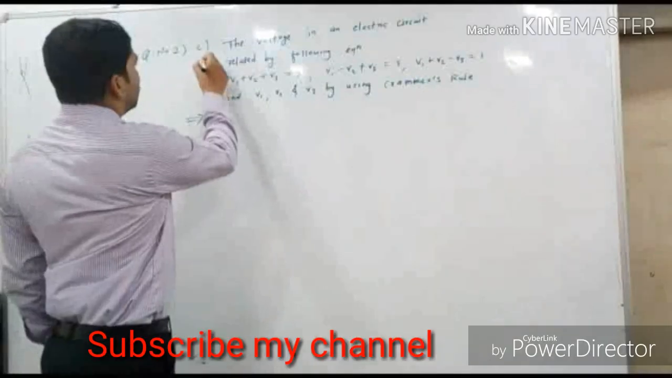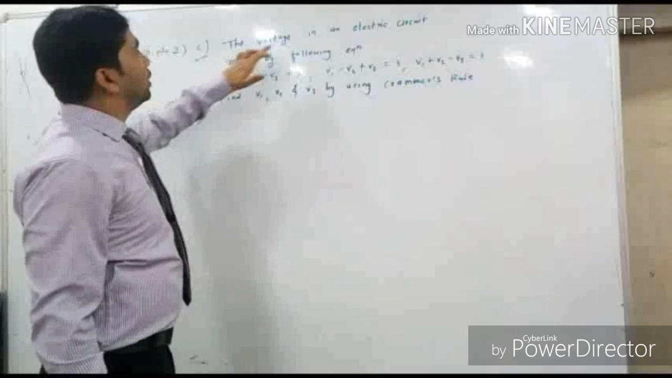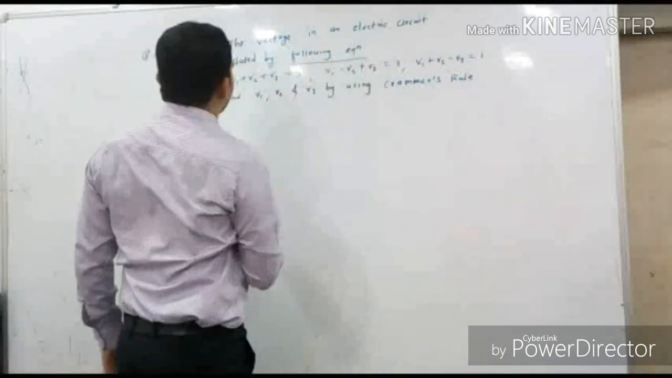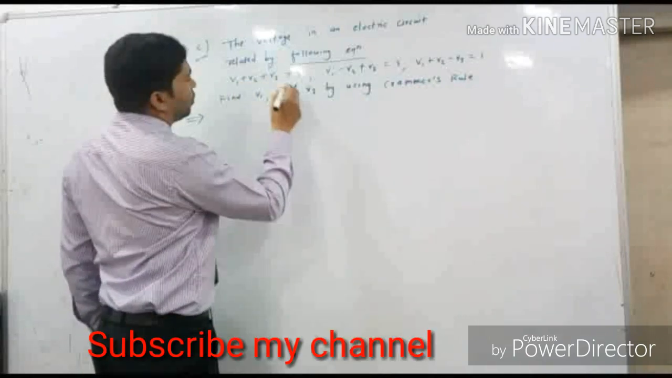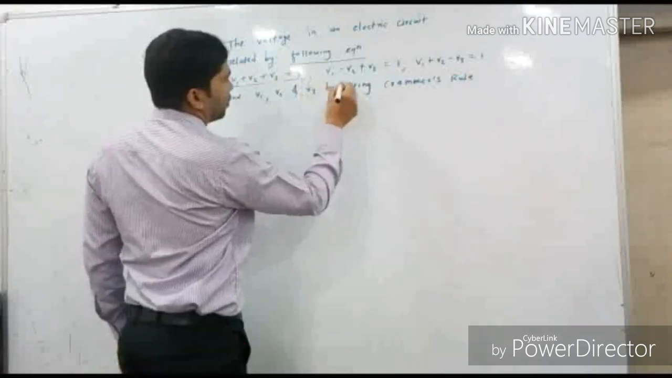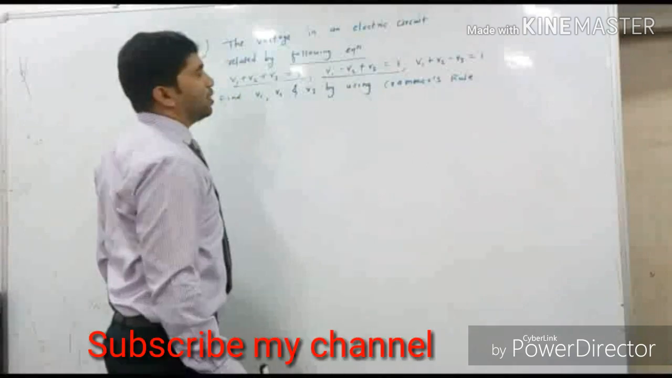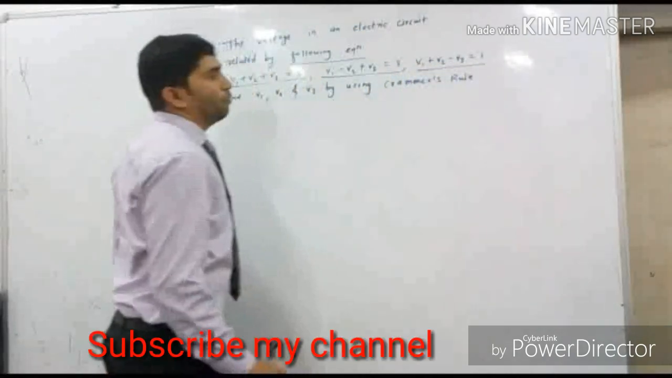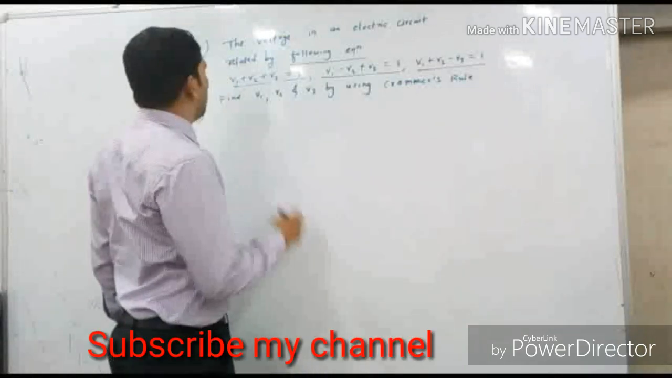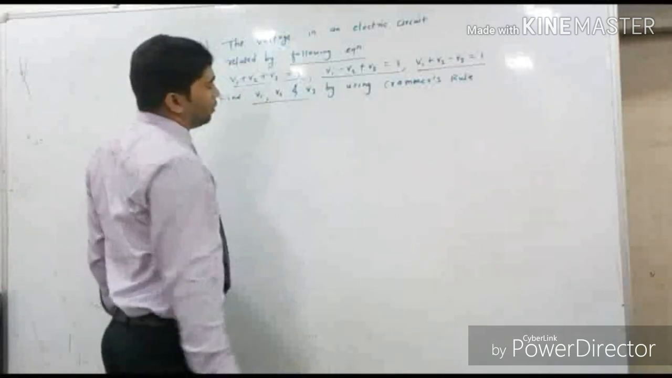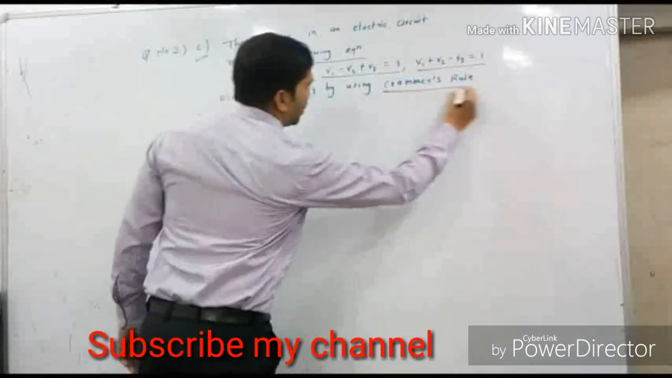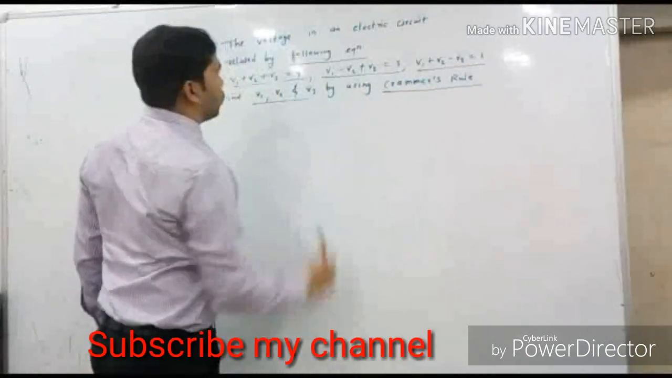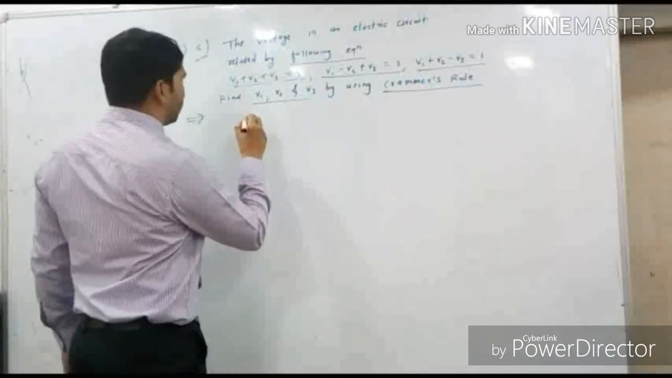Question number 2, third question C. The voltage in an electric circuit is related by the following equations: V1 plus V2 plus V3 is equal to 9. Second equation is V1 minus V2 plus V3 is equal to 3. And third equation is V1 plus V2 minus V3 is equal to 1. Find V1, V2 and V3 by using Cramer's rule. So by using Cramer's rule we have to solve this. We have given three equations.